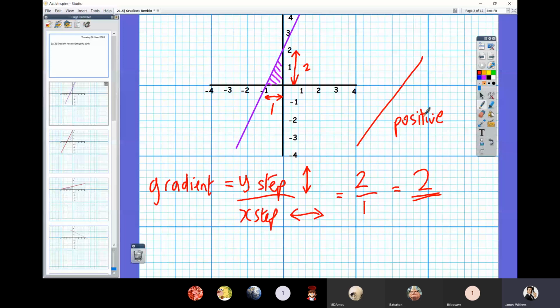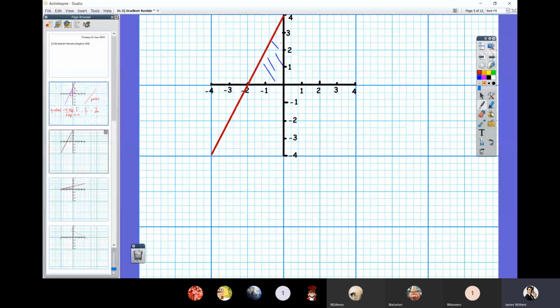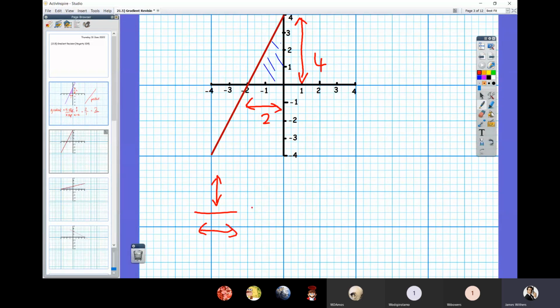Okay, so next one. Go and choose a triangle of your choice. You'll see I have already shaded that in. Height is 4, length of the base is 2. So your gradient is your height divided by the base. Make sure you get it the right way around. That's 4 over 2 equaling 2. And again, before you put in your final answer, just double check the sign. Is that line going upwards from left to right? Yes, it is. So it's going to be a positive gradient. So your final answer is +2.